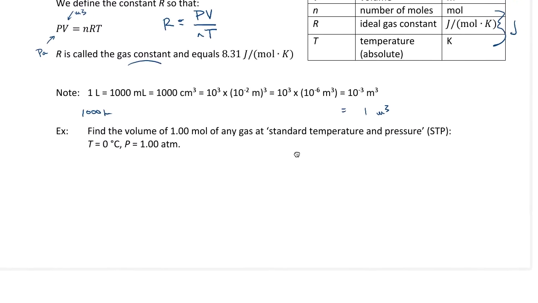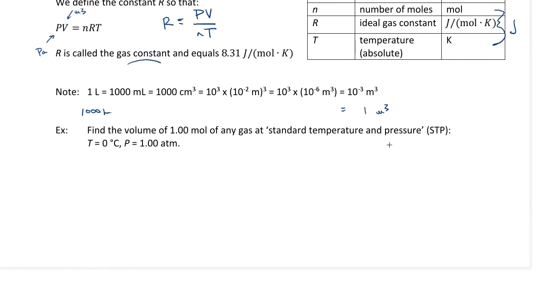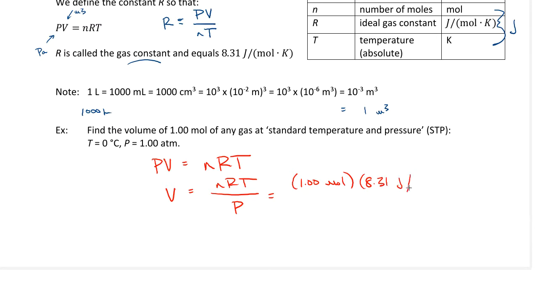We're asked to find the volume of 1 mole of any gas at standard temperature and pressure, which is 0 degrees Celsius and 1 atmosphere of pressure. So we start from pressure times volume is equal to nRT, and volume therefore is equal to nRT over the pressure, and we need to make sure that we're working in the correct units. We leave moles as moles, and we use our gas constant, 8.31 joules per mole Kelvin, but we need to change our temperature to Kelvin.